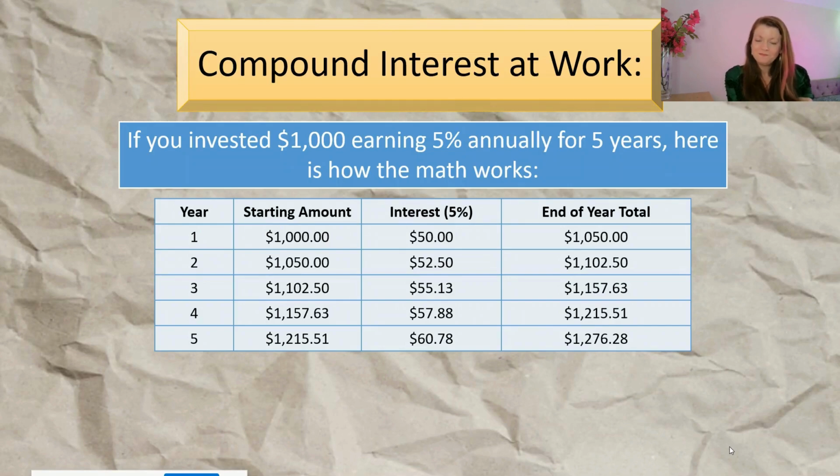So then you earn 5% on that balance, so you get $55.13, which increases your balance more. In year 4, you earn interest on the higher balance, which increases your balance even more. So by the time you get to year 5, you are earning $60.78 as opposed to the $50 you earned in year 1. So, in other words, your interest is earning interest. So, that $1,000 turns into $1,276 at the end of 5 years. So, this is much more than the simple interest calculation.